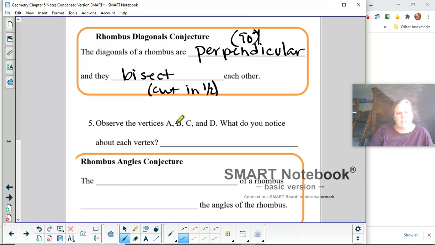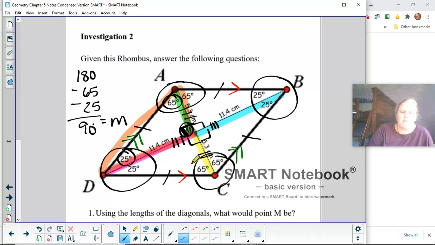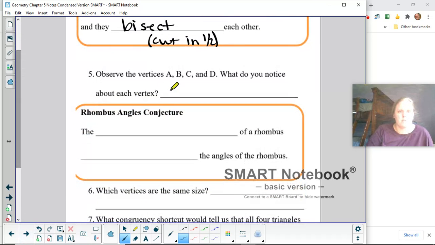Okay, now it says, look at the corners A, B, C, and D. What do you notice about those corners? Remember, vertex is a special name for corner. So if I look at corner A, well, 65 and 65. Corner B, 25 and 25. Corner C, 65 and 65. Corner D, 25 and 25. So I'm noticing that the opposite corners are the same size, and the diagonals are cutting all of the corners in half. So we've got opposites are congruent, and they're cut in half.